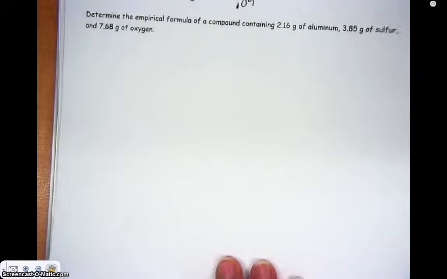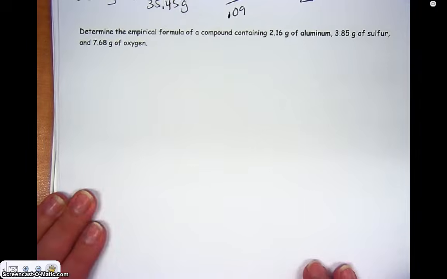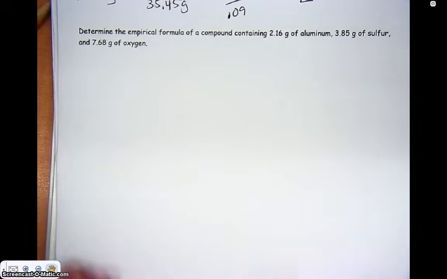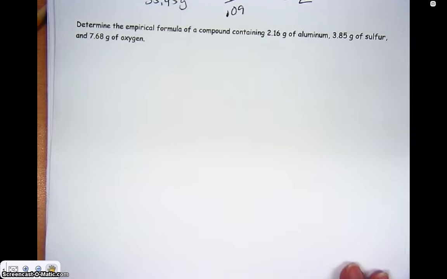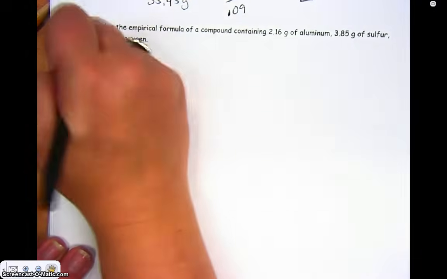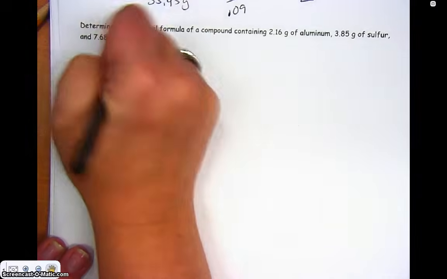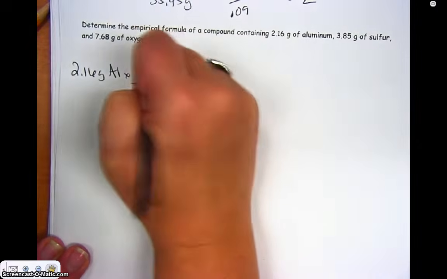All right, let's do one more. This one's a little bit more challenging. Here we have aluminum, sulfur, and oxygen. Again, this is an ionic compound, actually an ionic compound with a polyatomic. I'm going to get the empirical formula, and then we'll try to reason out what the actual formula is. So let's do 2.16 grams of aluminum. 1 mole of aluminum on the periodic table is 26.98 grams.